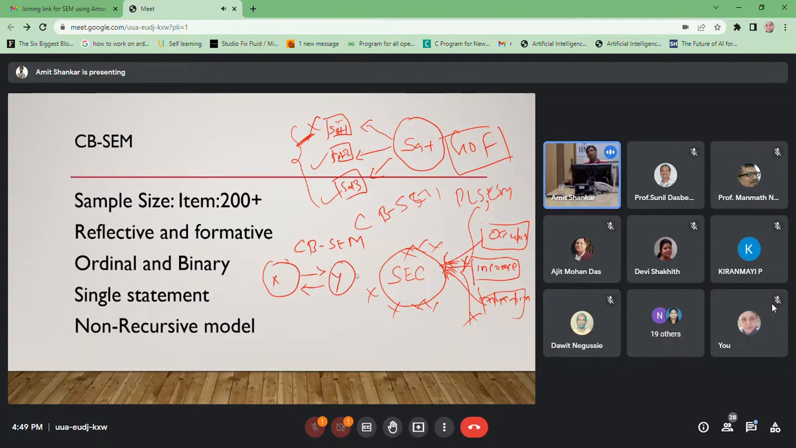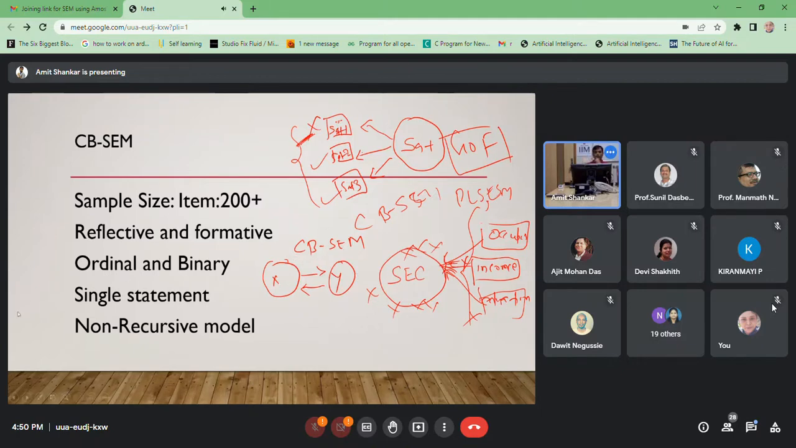Any doubt between PLS-SEM or CB-SEM, please let me know. Although PLS-SEM is not our cup of tea in this case, you need to understand what it takes, because some of the time we are very fascinated by PLS-SEM because it's a bit easy, but CB-SEM holds more validity and model fitness rather than PLS-SEM, right?